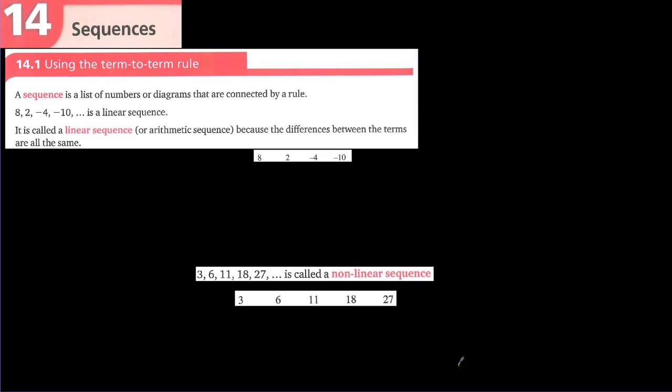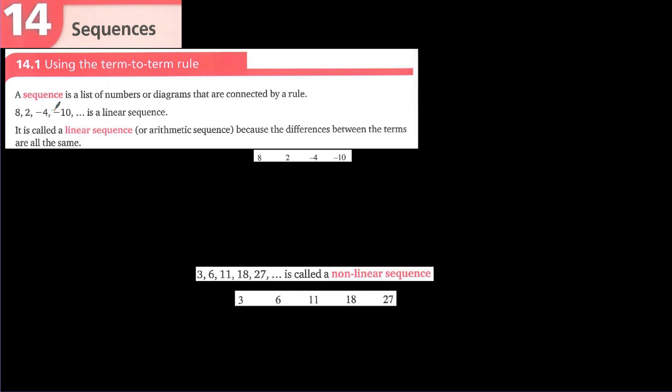Hi dear students, we are going to start a new chapter and we are going to learn sequences, and the first subject is using the term-to-term rule. Firstly, let's remember what a sequence is. A sequence is a list of numbers or diagrams that are connected by a rule. There should be a mathematical rule between them.